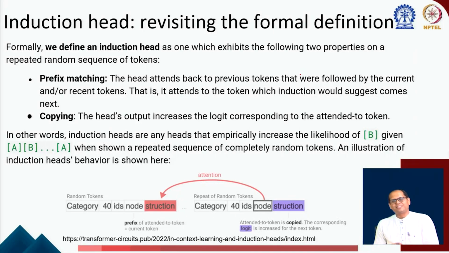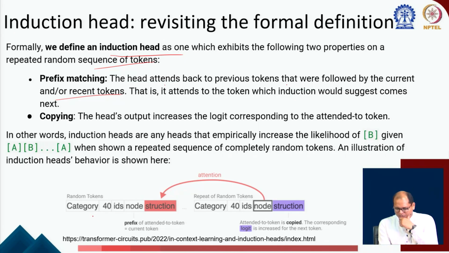Okay, so let's revisit now. This was a very interesting concept and hypothesis for induction heads. So now, going back to the formal definition, we can define an induction head as one that will exhibit the following two properties on a repeated random sequence of tokens. One is prefix matching.